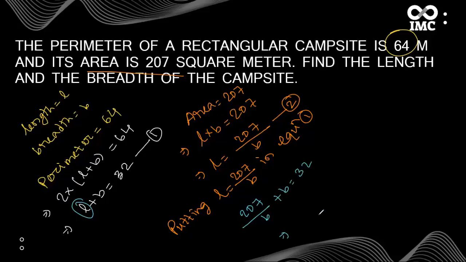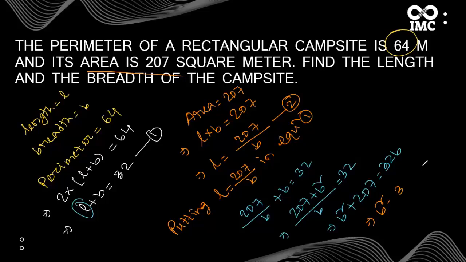Now, B is our LCM, so we can write 207 plus B square equal to 32B. Okay, so we can write B square plus 207 equal to 32B. Now we can write B square minus 32B plus 207 equal to 0. So 207, we need to find out the prime factors of this, because we'll solve this equation by using the factorization method. That means we need to use the middle term.